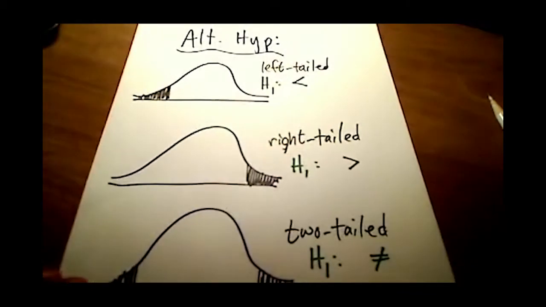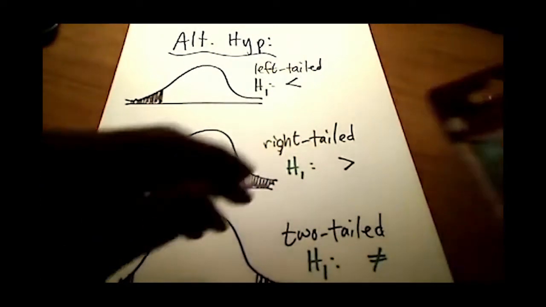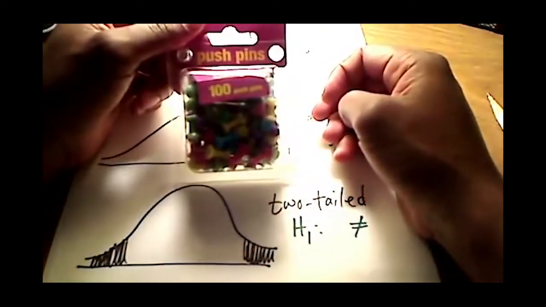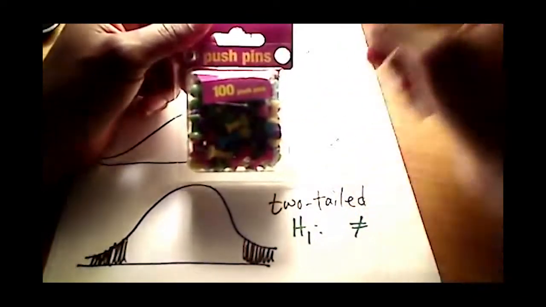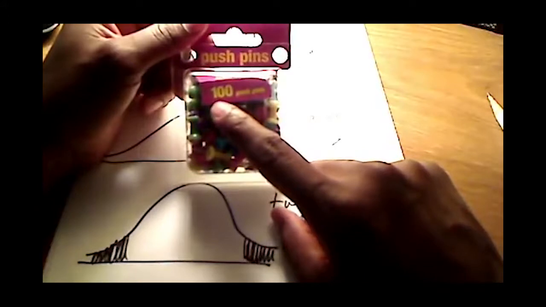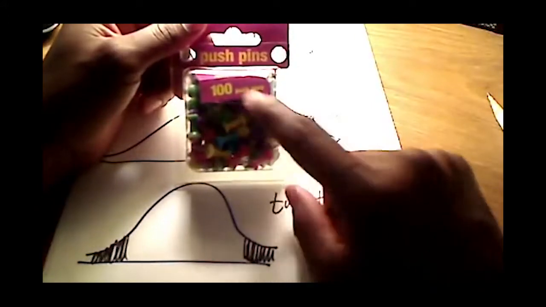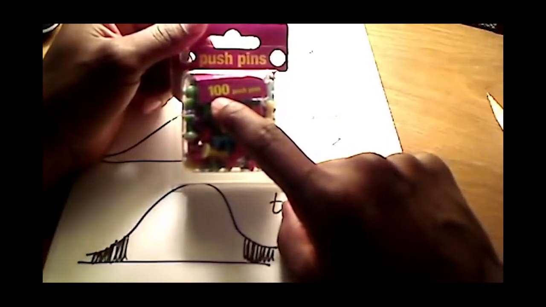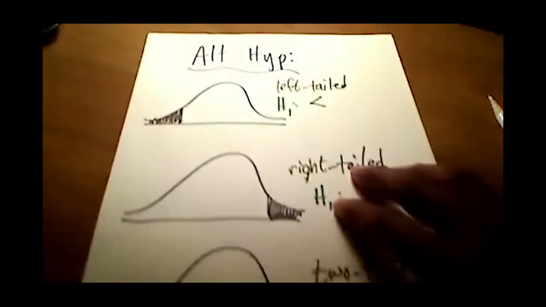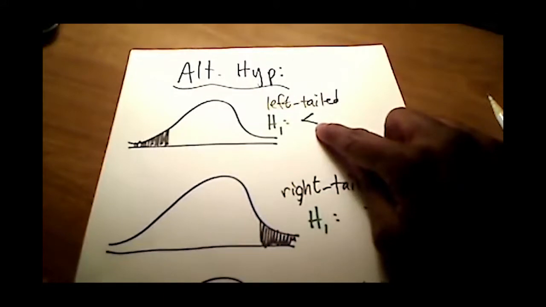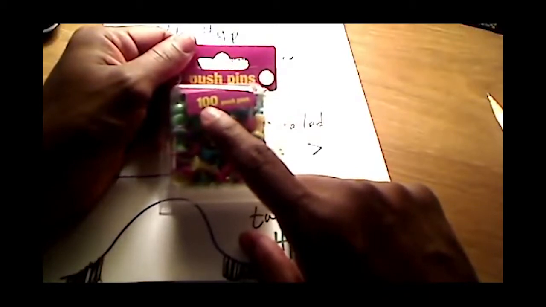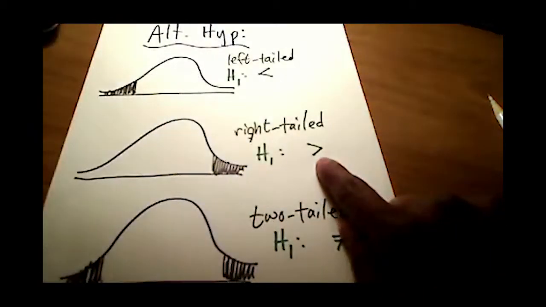And what do I mean by that? I didn't show this in my previous video, but for example here, I got a little package here of push pins. Can you guys see that? I think you can see that in the video here now. All right, and it says that there should be 100 push pins in here. Now, if I think I got gypped, and I'm thinking they're putting less than 100 push pins in there, then less than would be a left tail test. All right, or maybe I'm thinking they're being generous as I buy these push pins, and they're actually putting more than 100 in. Well, more than would be a right tail test, greater than.